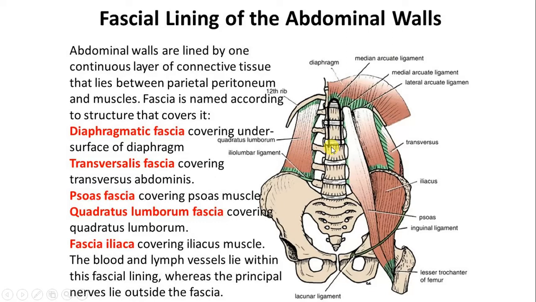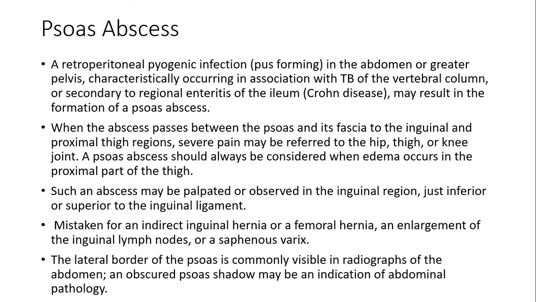And obviously, when it is lying behind this fascia, it will travel under this fascia and move into the lower limb, below the inguinal ligament. So before you understand the location of psoas abscess formation, the normal attachment of the fascia and the muscle attachment of the iliopsoas is very important to know. So then we come to psoas abscess.